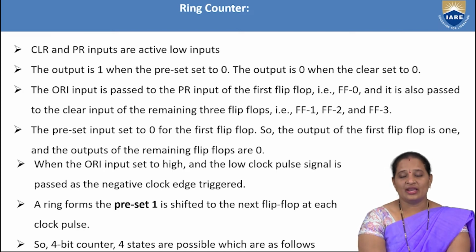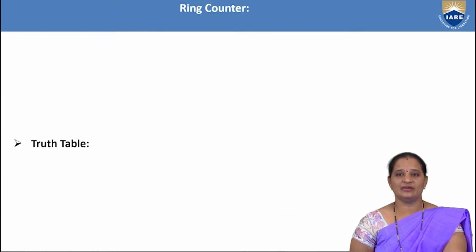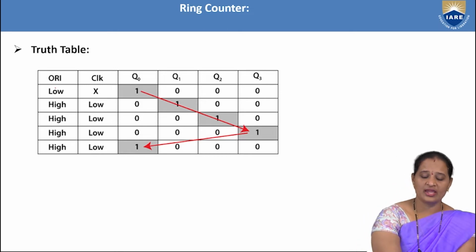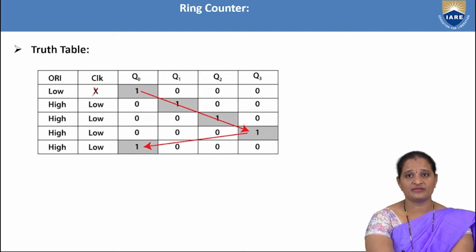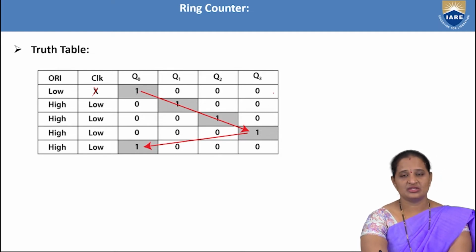And so that it can count 4 pulses here. Now let us see the truth table of that. So initially, when the ORI input is low, irrespective of the clock, what was the output of the first flip-flop? That is 1. And the remaining 3 flip-flops were 0.